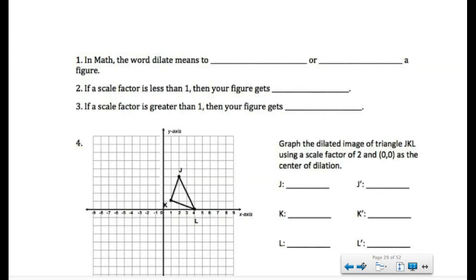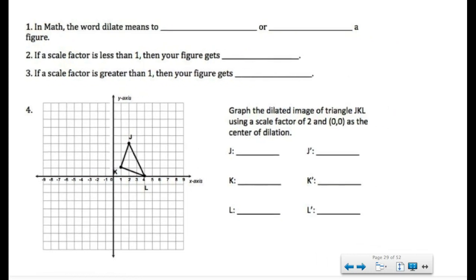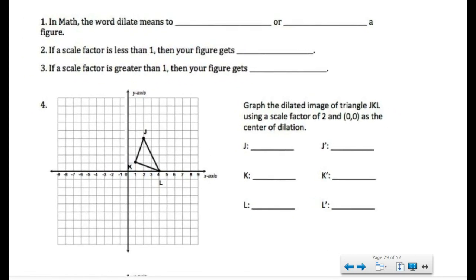All right, so last step is our dilations, and there's not a worksheet on the dilations. We're just going to go through this together. So in math, the word dilate means to expand or contract. Basically, it means to grow or to shrink in size. If we have a scale factor less than 1, and a scale factor is what you multiply by to get from one figure to another.